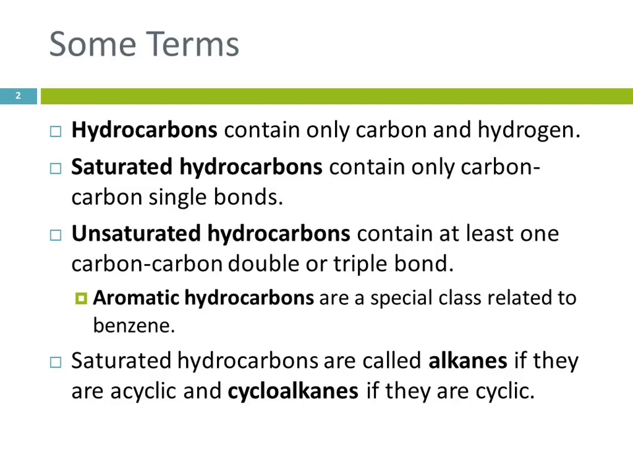Okay, so when we talk about hydrocarbons, these are compounds that only have carbon and hydrogen, nothing else. A saturated hydrocarbon means we've only got single bonds, no double or triple bonds. Unsaturated hydrocarbons contain at least one carbon-carbon double or triple bond. They could have a lot of them, but at least one. If there's even one double bond or one triple bond, it's unsaturated.